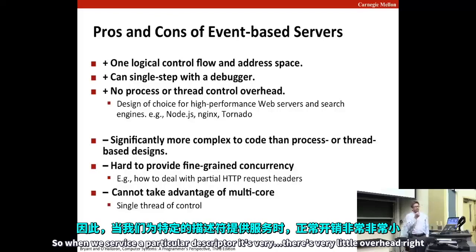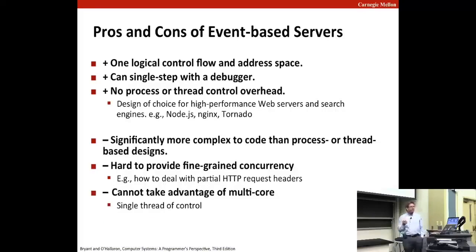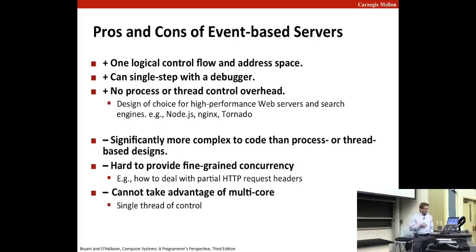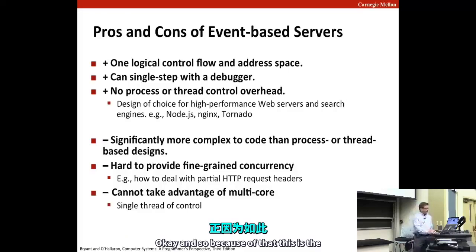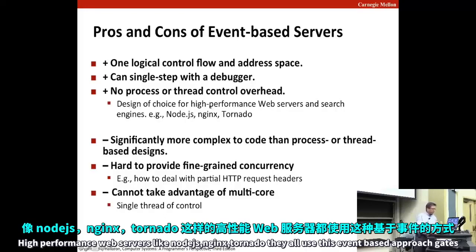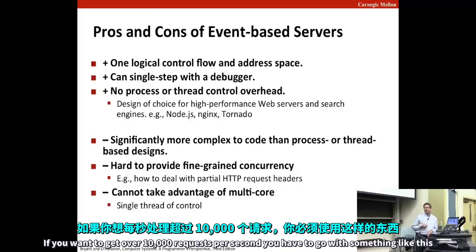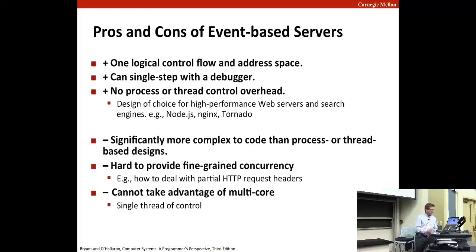So when we service a particular descriptor, there's very little overhead. The only overhead is determining that that descriptor has input available. And because of that, high performance web servers like Node.js, Nginx, Tornado, they all use this event-based approach. If you want to get over 10,000 requests per second, you have to go with something like this.